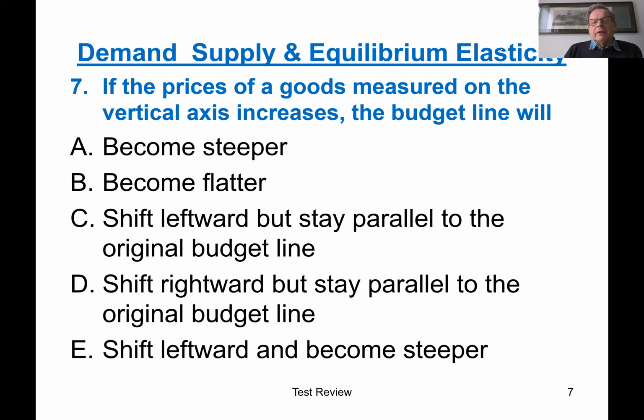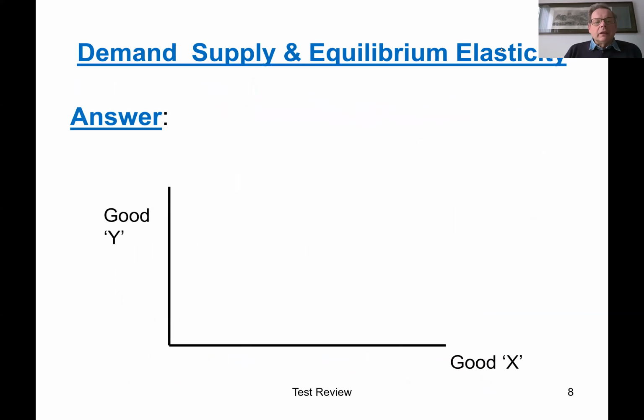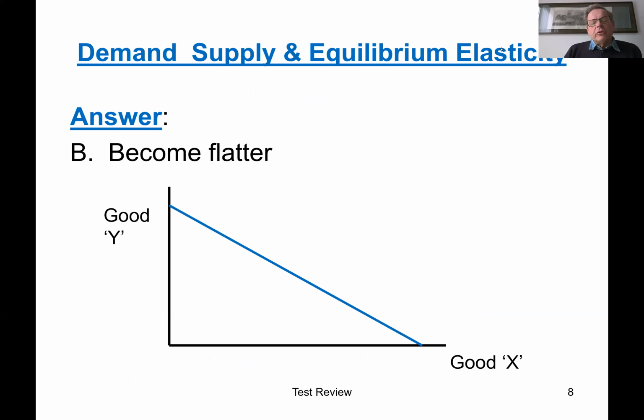For a question like this, your best bet is to do a little thumb sketch of X and Y axes, good Y, good X, and draw in a budget line. So that would look something like this. Obviously, the price of X increases. This is the original budget line. It will rotate around the x-intercept and down the y-axis.